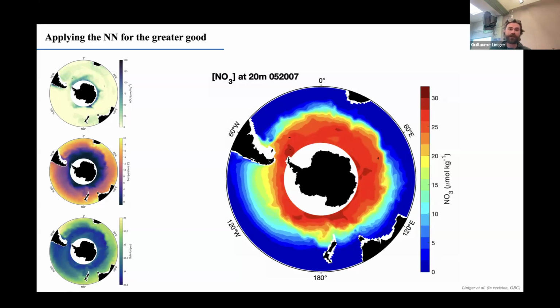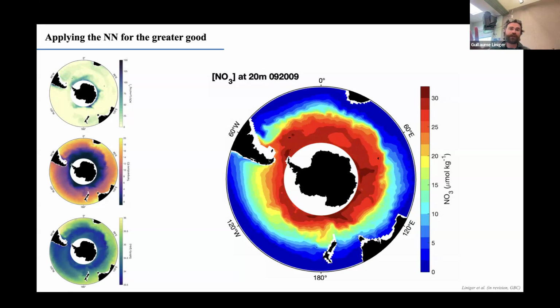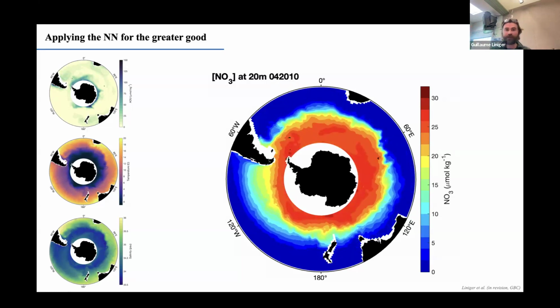So here's just a quick animation of the surface nitrate in the Southern Ocean. So we can see the nice little seasonal cycle. When winter comes, nitrate is replenished. And when the summer bloom period arrives, nitrate is being drawn down and phytoplankton bloom happens.